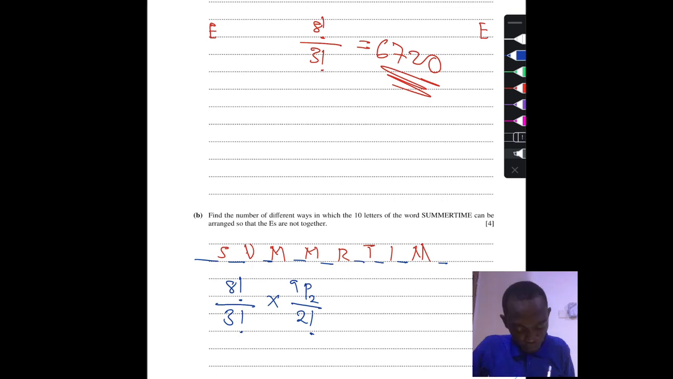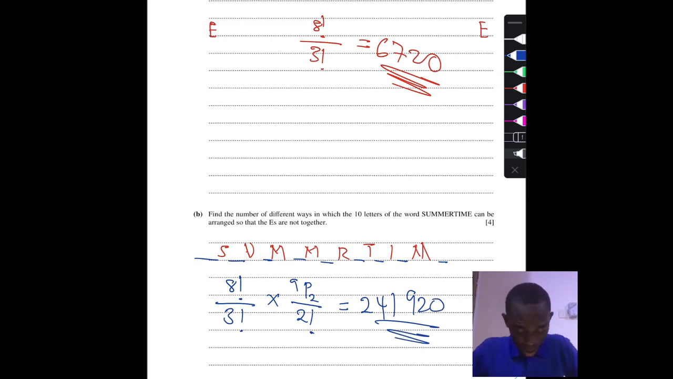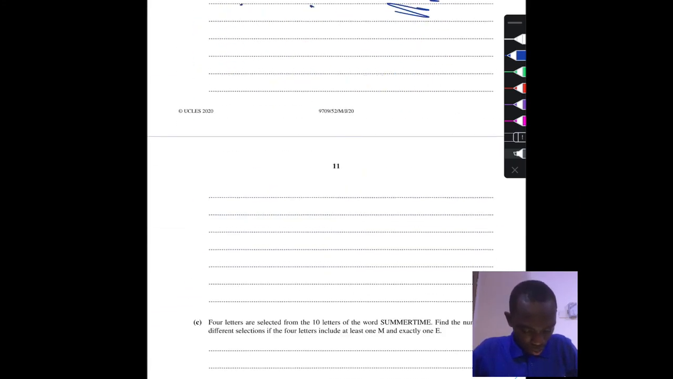So let's put that on the calculator. We have 8 factorial over 3 factorial times 9 permutation 2 divided by 2 factorial. Great. So you have 241920. Okay. All right. For your 4 marks, I think this is pretty much cool to have 4 marks for this. All right.